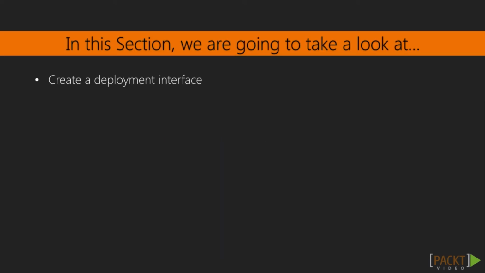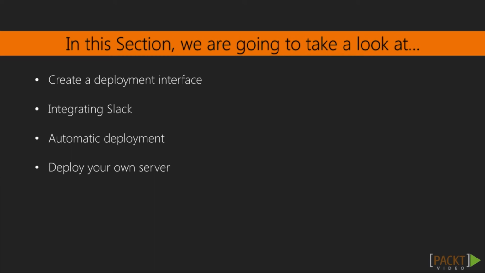In this section, we're going to create a simple user interface using Laravel that can deploy our application. We plan on integrating it with Slack's API so we can be notified when the deployment process is over. We'll look into automating the deployment process with cron jobs, how to host our own website on a personal server, and then finally, we'll look at creating an artisan command to deploy our application through the terminal.